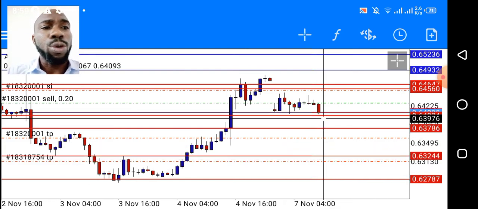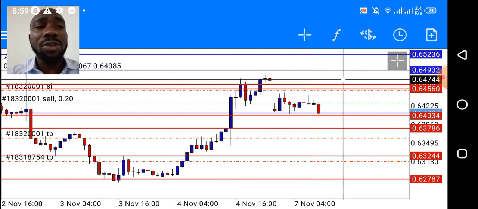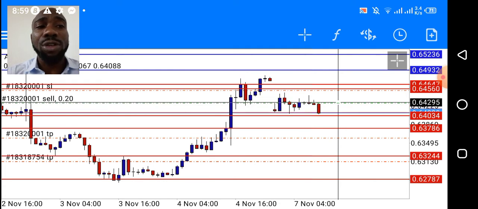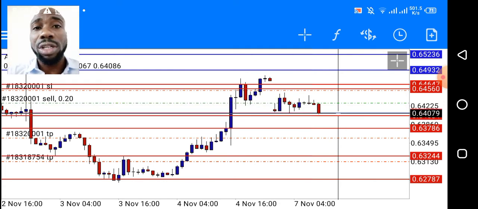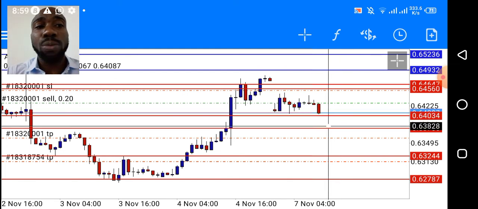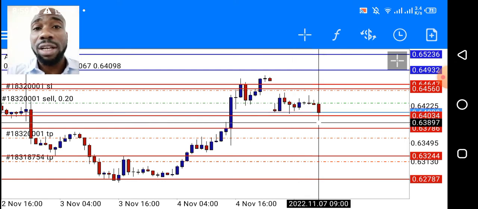Okay, so now the market is moving in my direction. So what I've done here is to reduce my risk on the trade. Like I said, the initial risk was 30 pips. Now I've reduced my risk to 25 pips because I've made some profit on this trade. So what I did was to reduce my risk on this trade, hoping that the market will break this demand zone. You can see this is my second entry for sell. This is a demand zone.